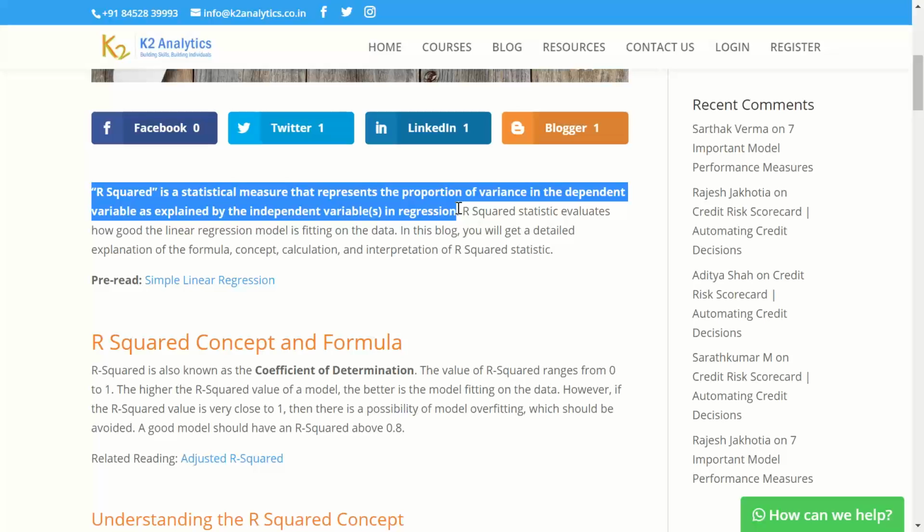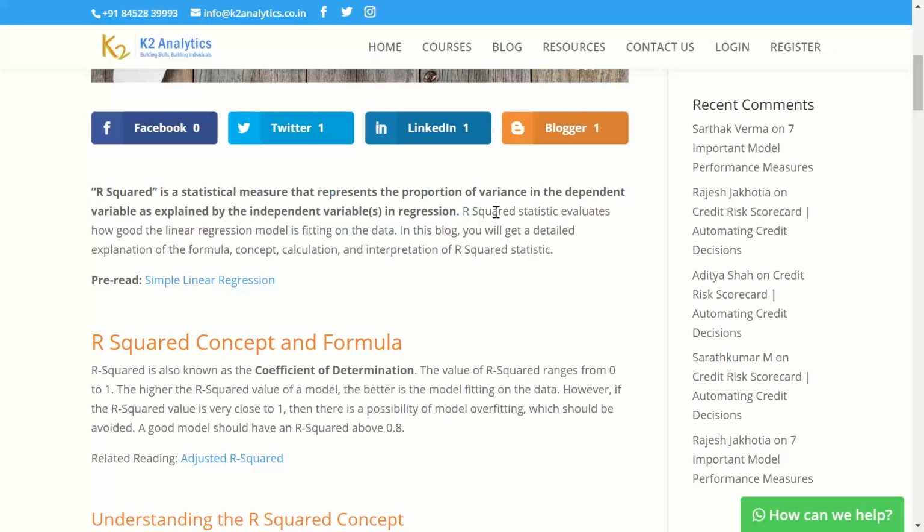In this case, the dependent phenomena is expense. How accurately are we able to explain expense based on the independent? Independent here is income. How good is income at predicting the expense? A quantification of this is R squared.